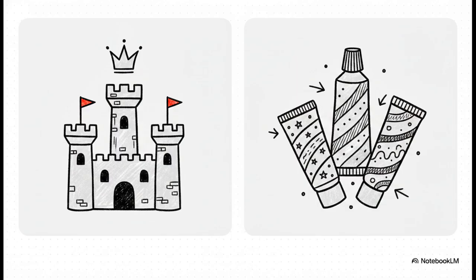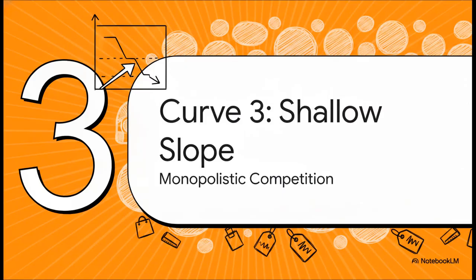On one side, we have our isolated monopoly with 0 close substitutes. On the other side, we have monopolistic competition. This is a really fascinating blend. The firm is essentially a mini-monopolist of its own specific brand, but it faces intense constant pressure from the direct existence of rival firms selling close substitutes. Think about toothpaste brands. They aren't perfectly identical, right? But they are absolutely close substitutes for one another. And that leads us to curve number 3, the shallow slope of monopolistic competition.